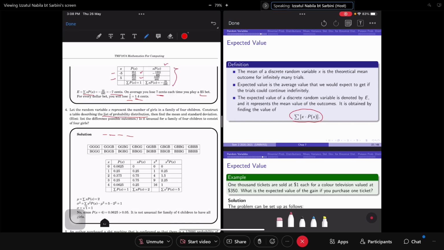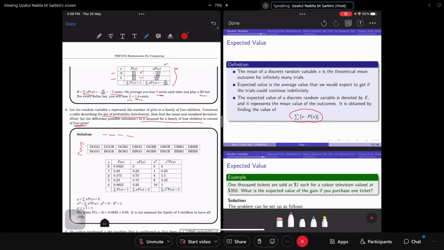Here we list the different possible outcomes. This is what we do first. We list out all the possible outcomes. We have 4 children, so we list out the first child as girl, and then you list out all the possible combinations. And the question here is, is it unusual for a family of 4 to consist of 4 girls? That is the question that we need to answer.